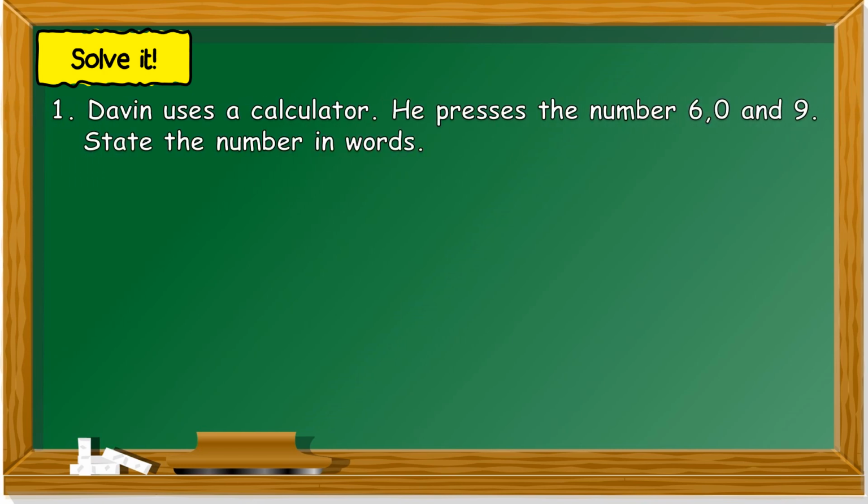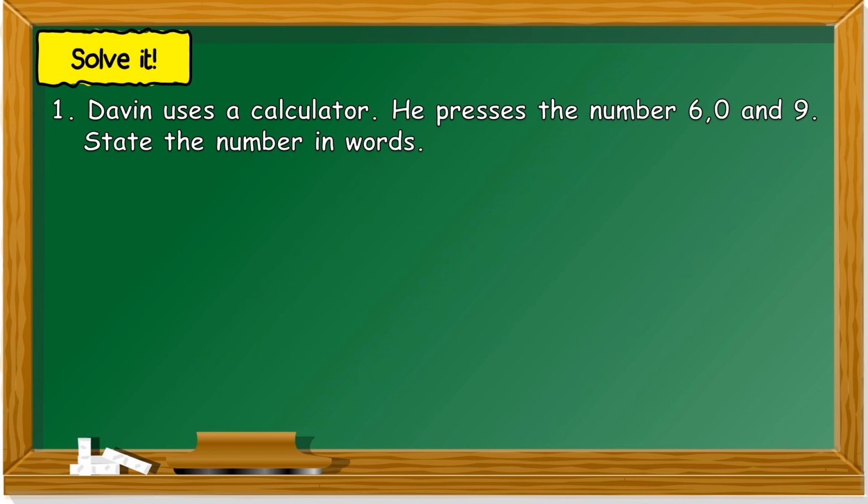We are going to take a look at some word problems. We're going to solve it. Let's take a look at number 1. Davin uses a calculator. He presses the numbers 6, 0, and 9. State the number in words.